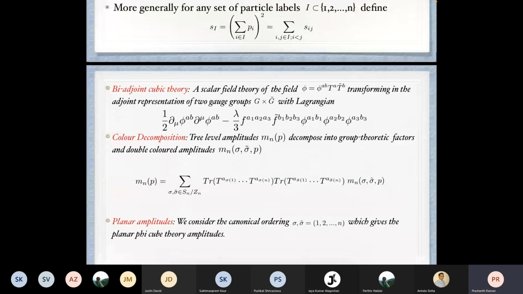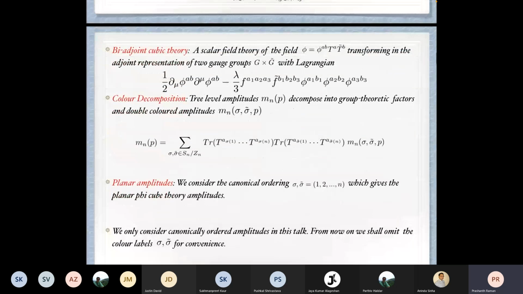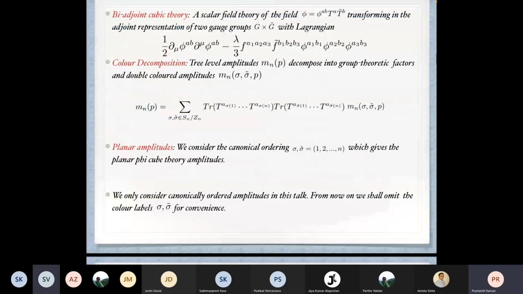Okay, so the bi-adjoint phi cube theory is a scalar field theory of a field transforming in the adjoint representation of 2 gauge groups. And it has the following Lagrangian. The tree-level amplitudes in this theory can be decomposed into some group theoretic factors and what is called a double-colored amplitude, M_n(sigma, sigma tilde). So we consider what are called planar amplitudes in this theory, which corresponds to sigma and sigma tilde being 1 to n, which is called the canonical ordering.